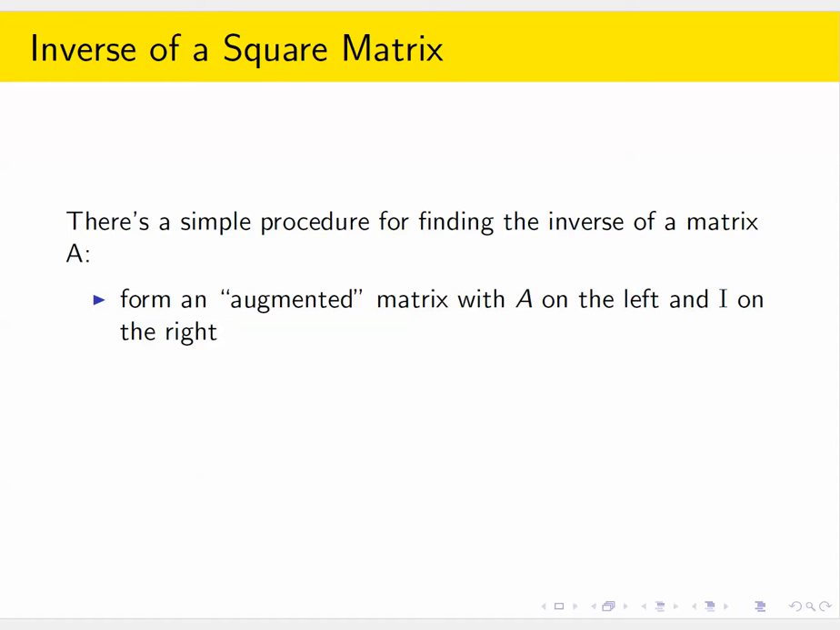So you start with the matrix A, and you make a bigger matrix out of that by putting A on the left side and an identity matrix of the same size on the right side, and forming a big matrix out of that. So if A was originally 3 by 3, your new matrix will be 3 by 6.